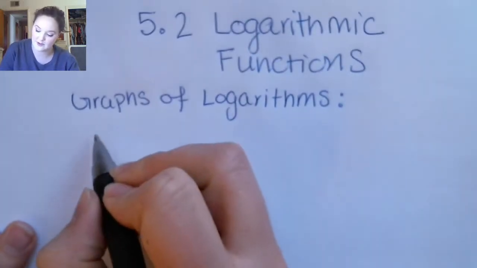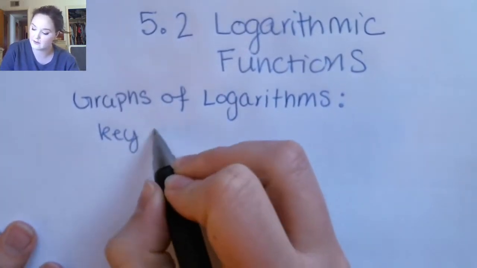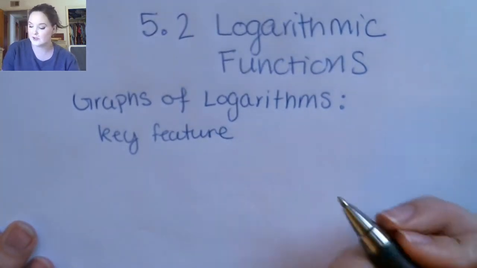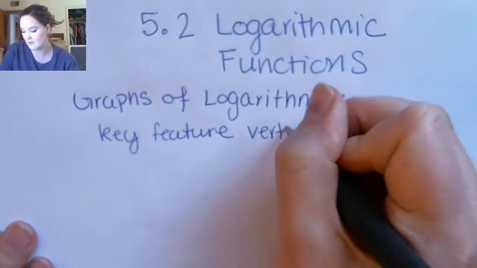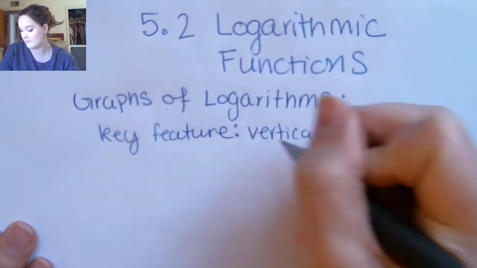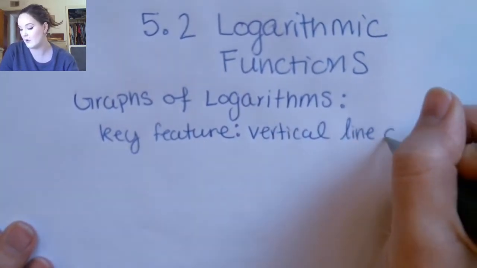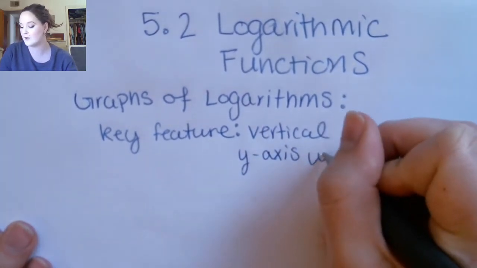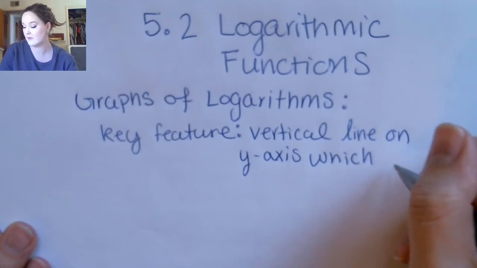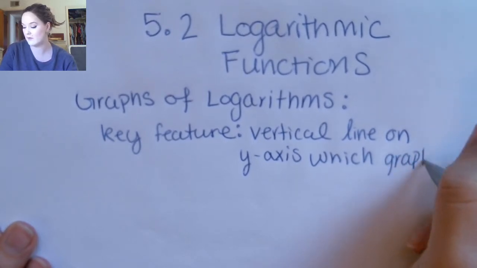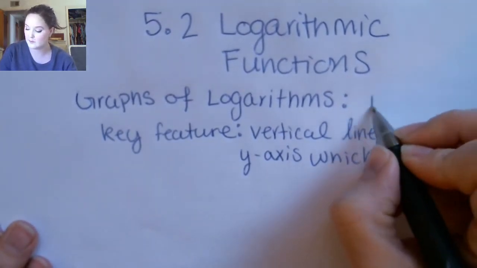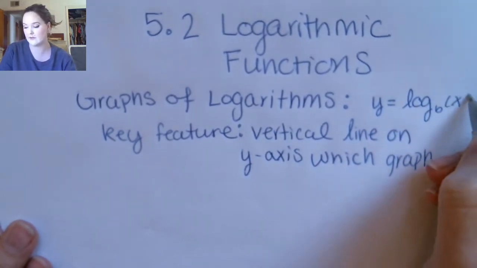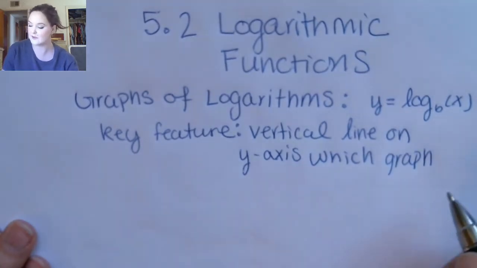Okay, so there's a key feature, which is a vertical line on the y-axis, which the graph does not cross. This is specifically y equals log base b of x. So the base graph type graphs.